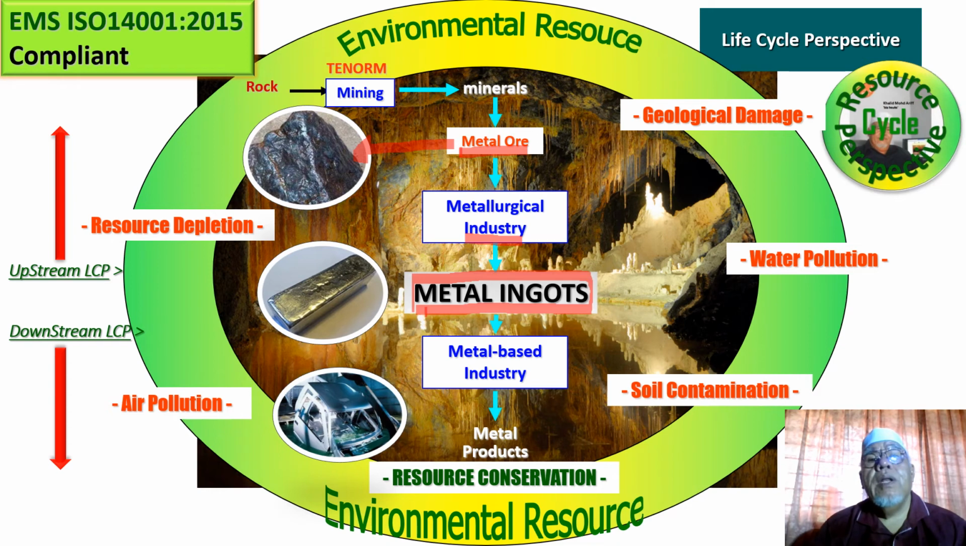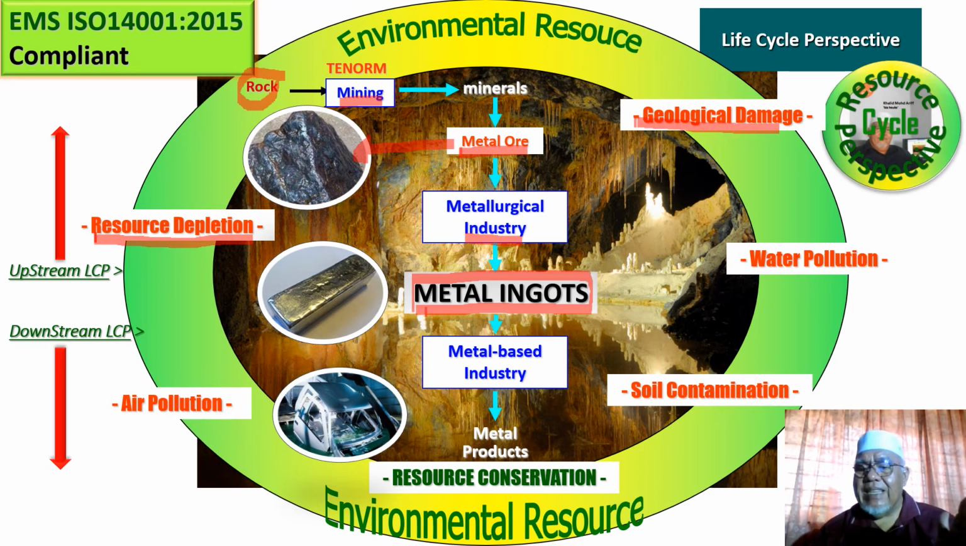How do they get it? Mining. What do they mine? The rock structure of the earth crust, of the earth surface. So now, as we are looking upstream of the life cycle perspective of metal ingots, the environmental impact upstream for the environmental aspect metal ingots is resource depletion. And I would also add geological damage. Got it?